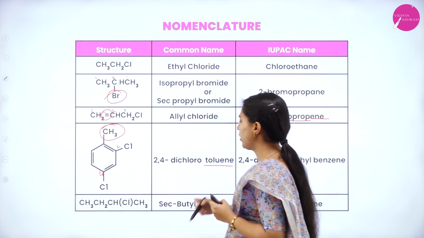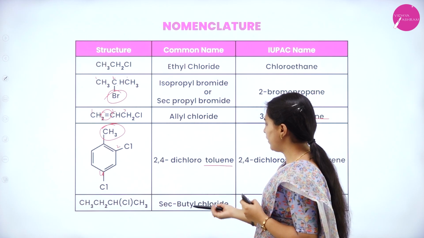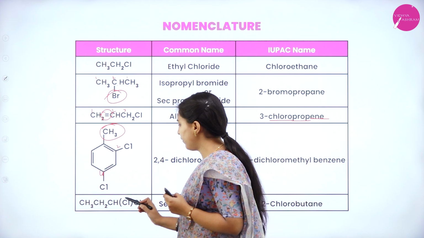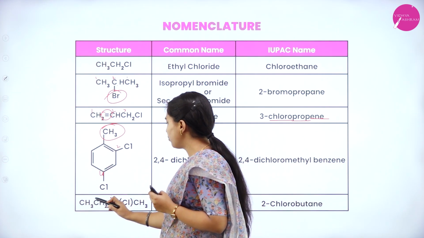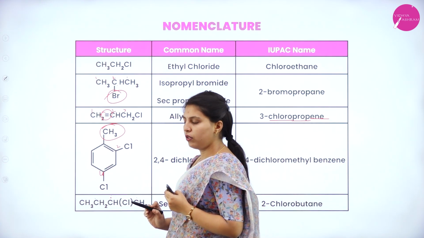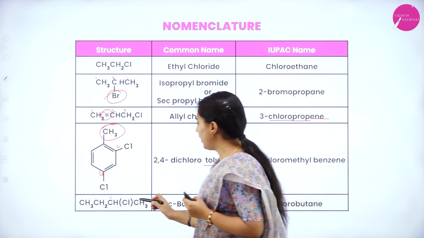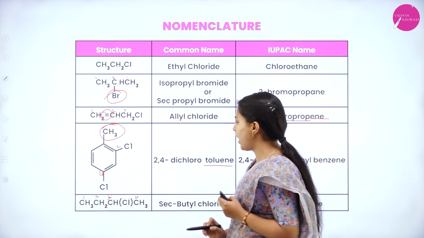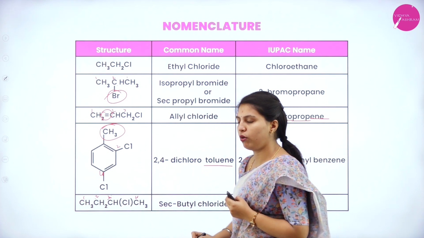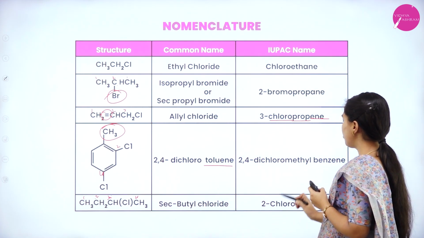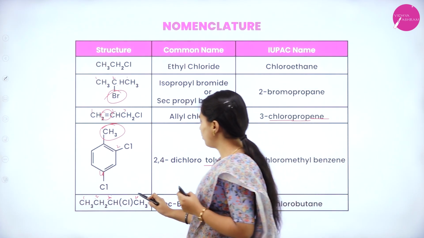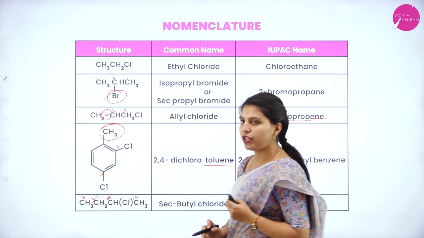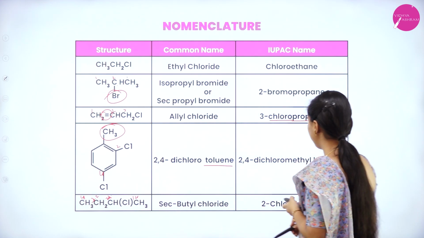CH3, CH2, CH attached to chlorine and further CH3. Secondary butyl chloride. Why secondary? Because this carbon atom is attached to 2 carbon atoms. And butyl means 1, 2, 3 and 4 carbon atoms. So butyl attached to chlorine, so chloride. Usually it is 2-chlorobutane, because of 1, 2, 3 and 4, at the second position chlorine is added, so 2-chlorobutane.